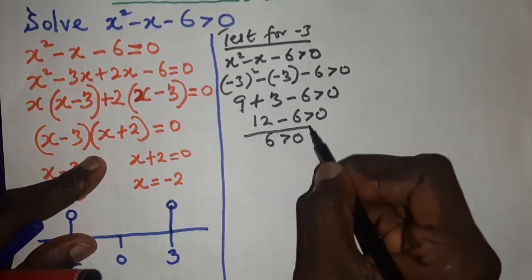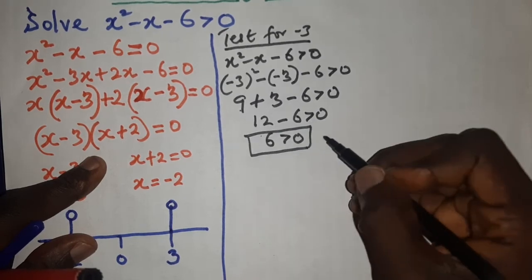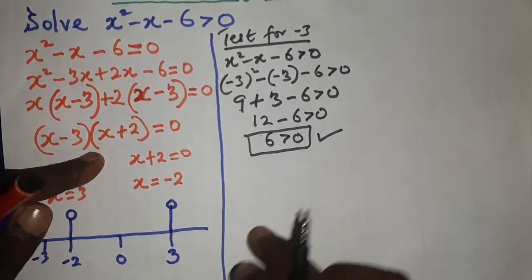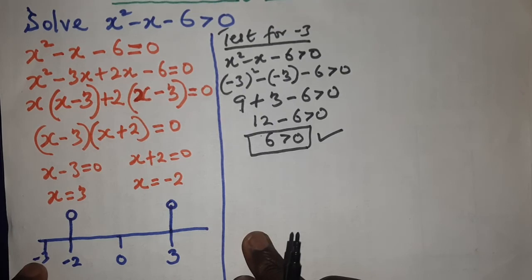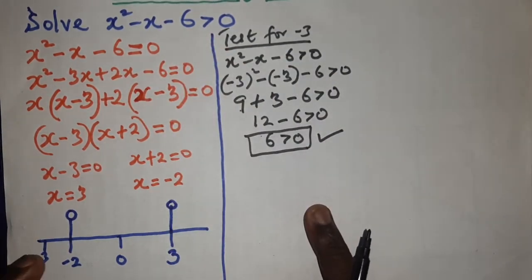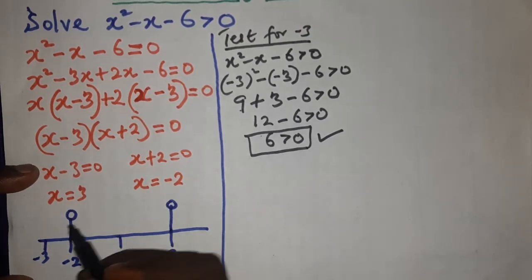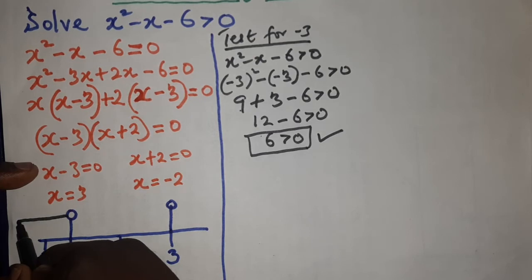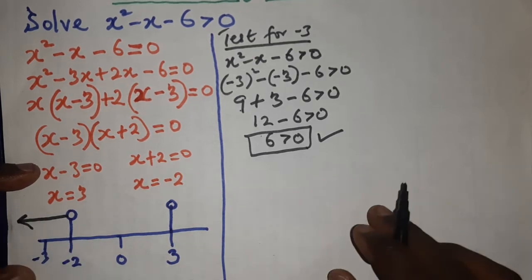Is it true that 6 is greater than 0? Definitely it is true. So that means since minus 3 made the inequality true, minus 4, minus 5, minus 6, and so on, all the numbers within this region will also make the inequality true. I can now happily draw my arrow on this side of the number line.